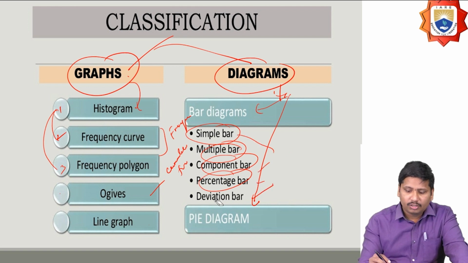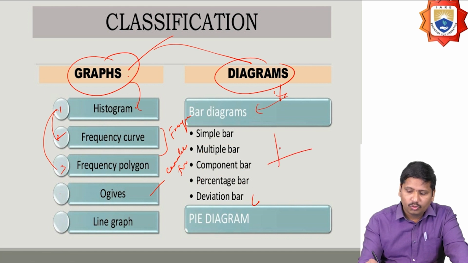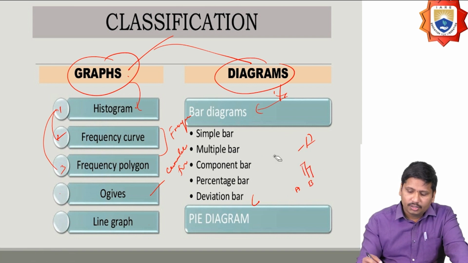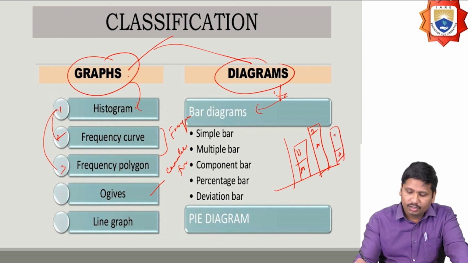Simple bar means it is presented as a single one, so that is called a simple bar. Multiple bar means that for a single attribute, like A, I can represent two characteristics, and then it is called the multiple bar. A component bar is where I can divide the bar into different components, like A and B, and again A and B, like this. So this presents one part, and this presents another part.